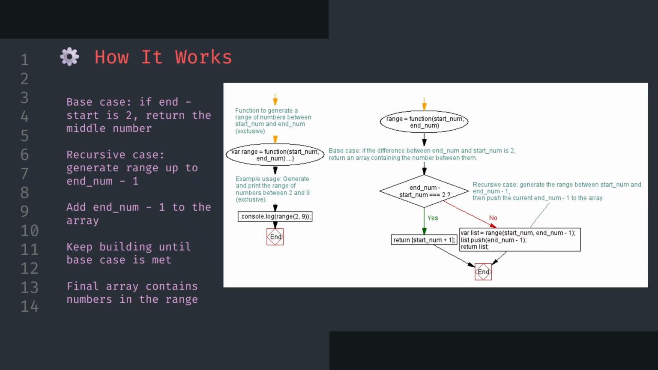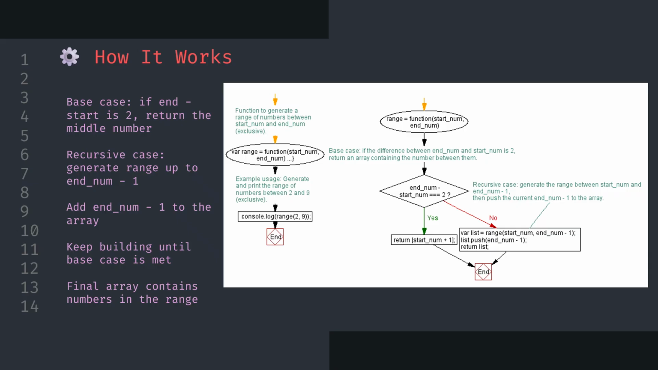This function uses a base case to stop recursion when the range is minimal. Otherwise, it keeps calling itself, reducing the end number by 1 each time. The list grows as numbers are added one by one on the return path.